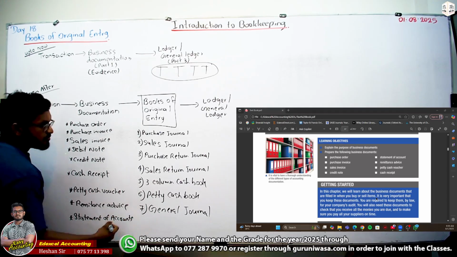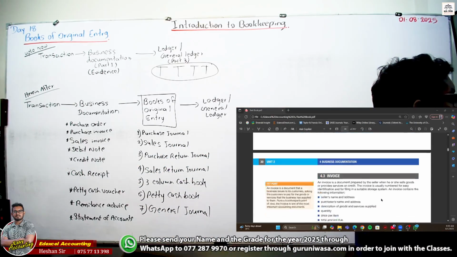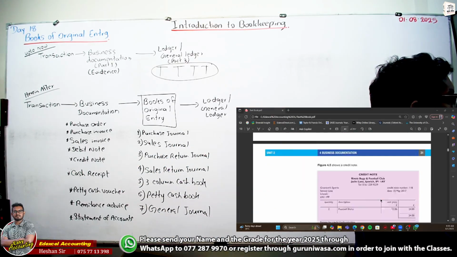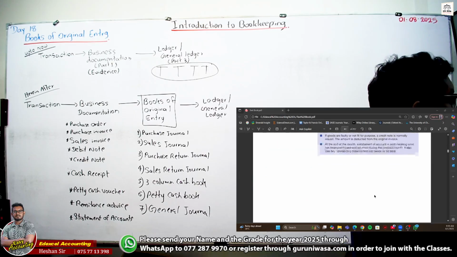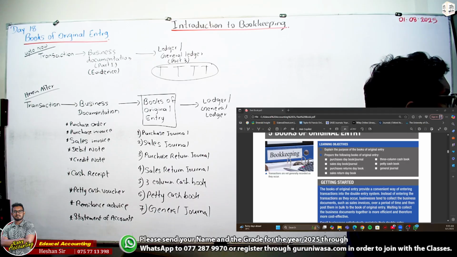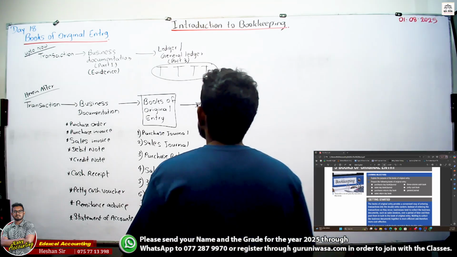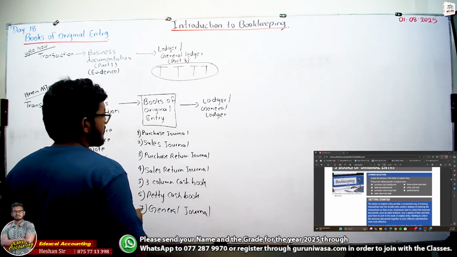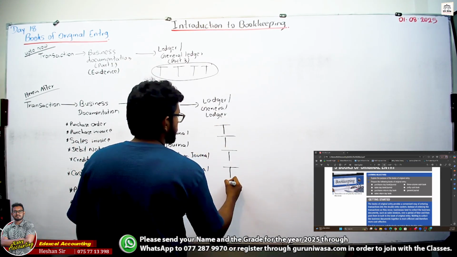Is it clear? You send me a thumbs up. After this, first of all, we need to prepare the source document or the business document. Then after that, we record in the business books of original entry. Then we record in the ledger accounts, T accounts.